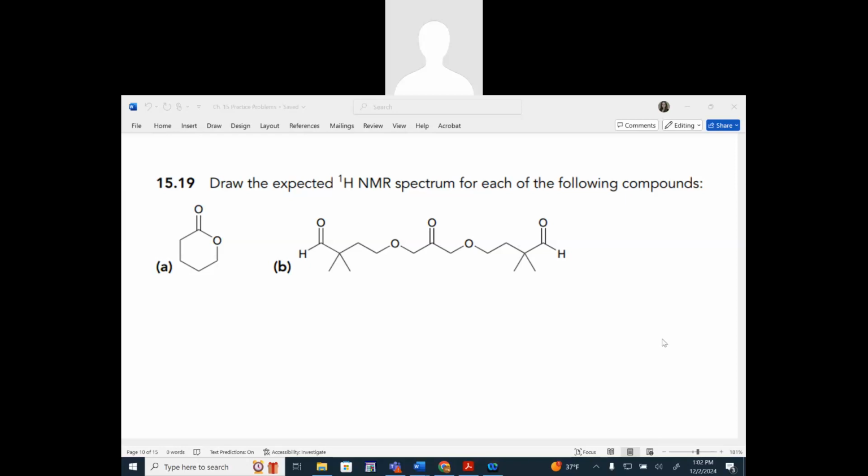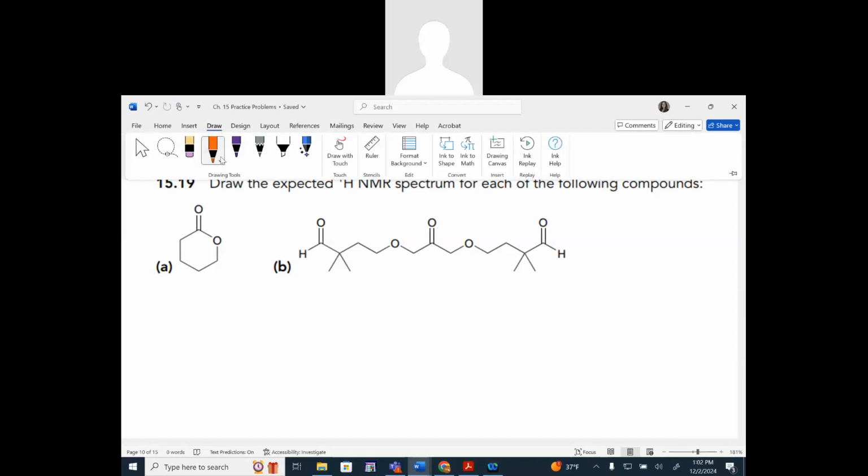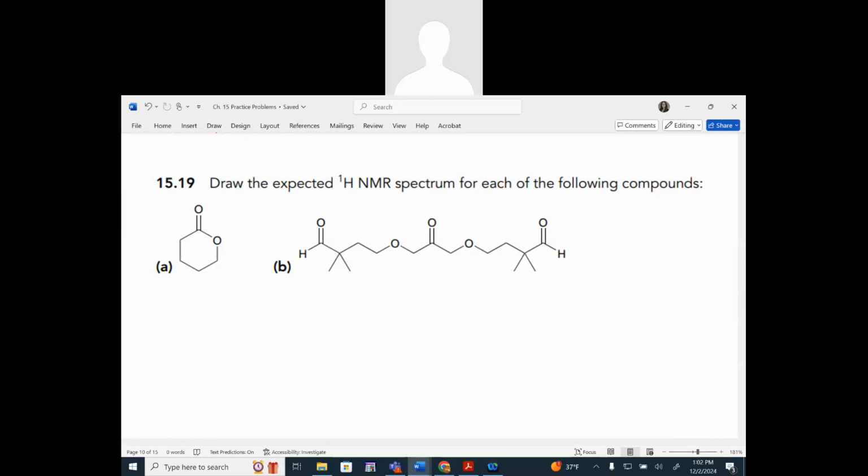For problem 19 in chapter 15, we're asked to draw the expected proton NMR spectrum for each of the following compounds. We're not going to draw it as a normal spectrum is represented, but we're going to use some shorthand notation to describe what type of peaks we would see. So let's take a look at compound A here.